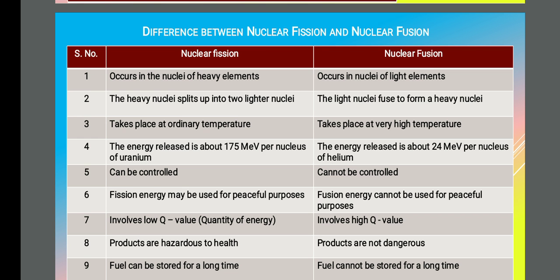So we can have a short recap. Only 3 things we have seen. The first one is what is nuclear fusion reaction. Then I have given the example for you with hydrogen, deuterium and tritium. Then the application of nuclear fusion reaction, 2 applications. One is stellar energy, another one is hydrogen bomb. And finally we have seen the difference between nuclear fission reaction and nuclear fusion reaction.